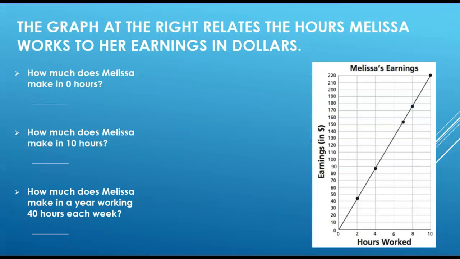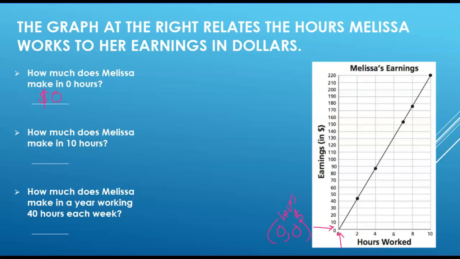The graph at the right relates the hours Melissa works to her earnings in dollars. So the hours worked to her earnings. So it's a relationship between X and Y. How much does Melissa make in 0 hours? So on the X-axis, 0 hours relates to $0 on the Y-axis. So that's a point on this graph, 0 hours and $0.